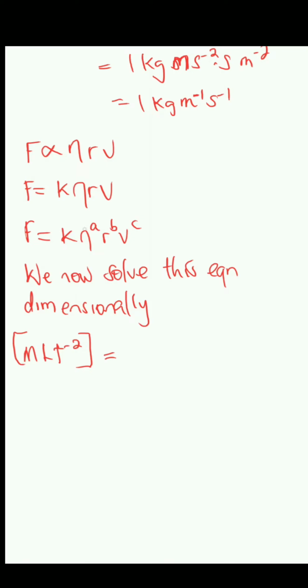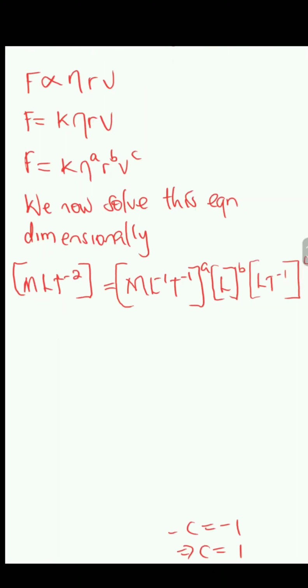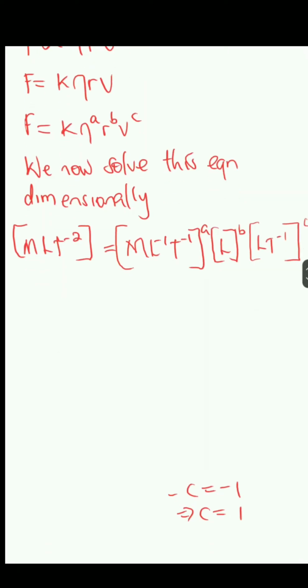Then our constant will be ignored. Then the viscosity will be gotten from the units that we have. So this is M for kg, then L to the power -1, then T to the power -1. Now remember that we have to the power A there. Then come to the radius. Radius is length, so it will be L to the power B. Then velocity is LT to the power -1. Then this is the power C.